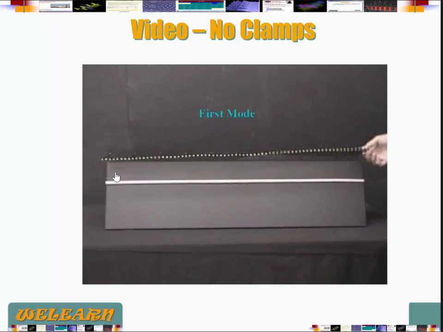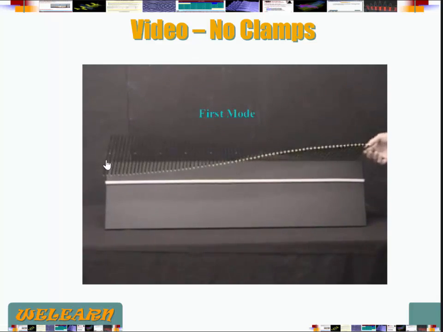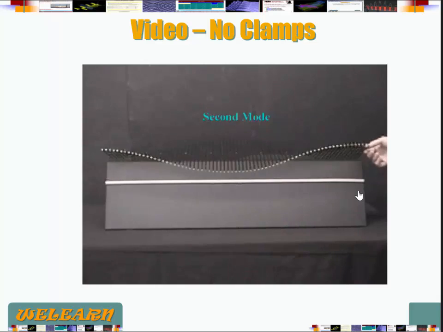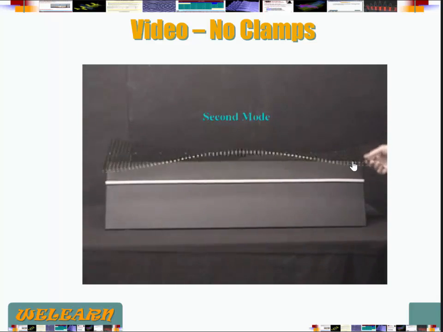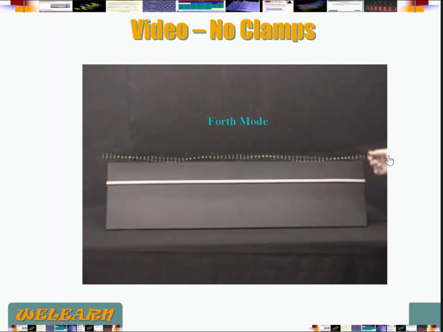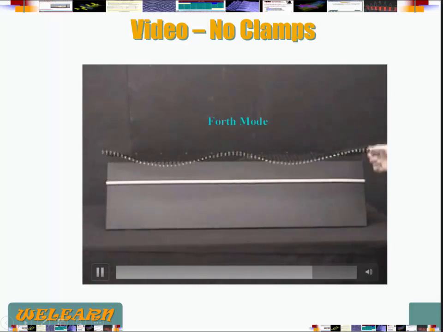You notice that the end here is free. We have maximum displacement of the medium. Similarly here. I'll go back and go over it in slow motion in a second. But you see, we saw the first harmonic, second. Now we are looking at the third. And the fourth.